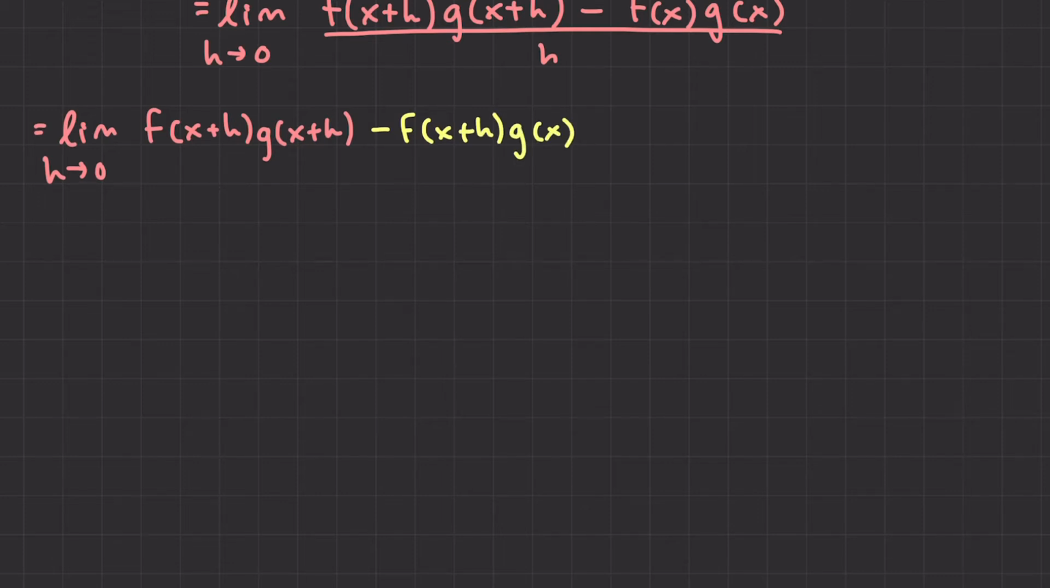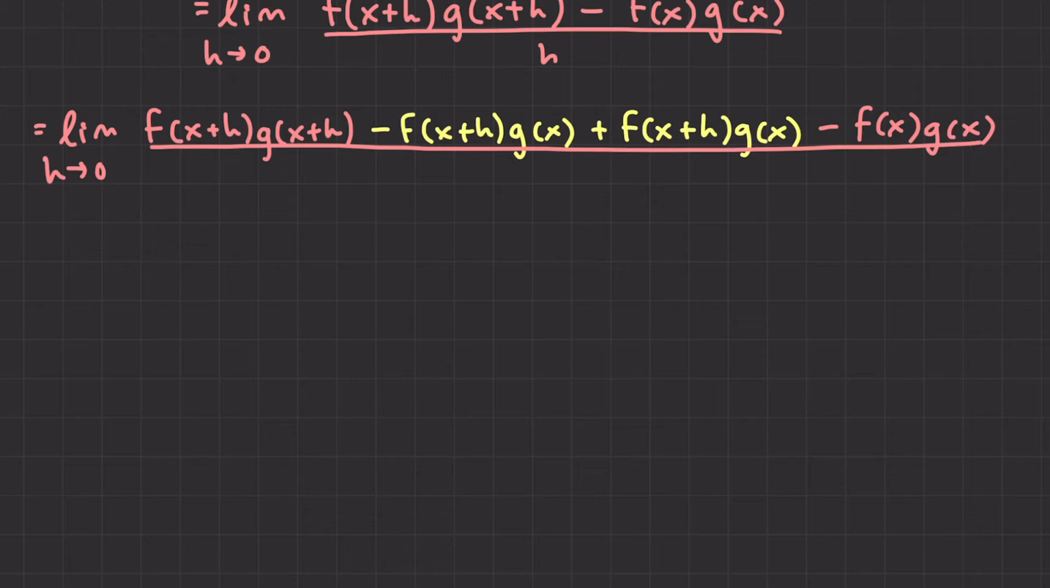Okay, so he subtracted it, and then he added it, f of x plus h times g of x. Ta-da! Okay, doesn't look like much yet, but we'll see that this is going to turn into something. And then this, and then don't forget to do the minus f of x times g of x at the end. Okay, and we have a big old h at the bottom.